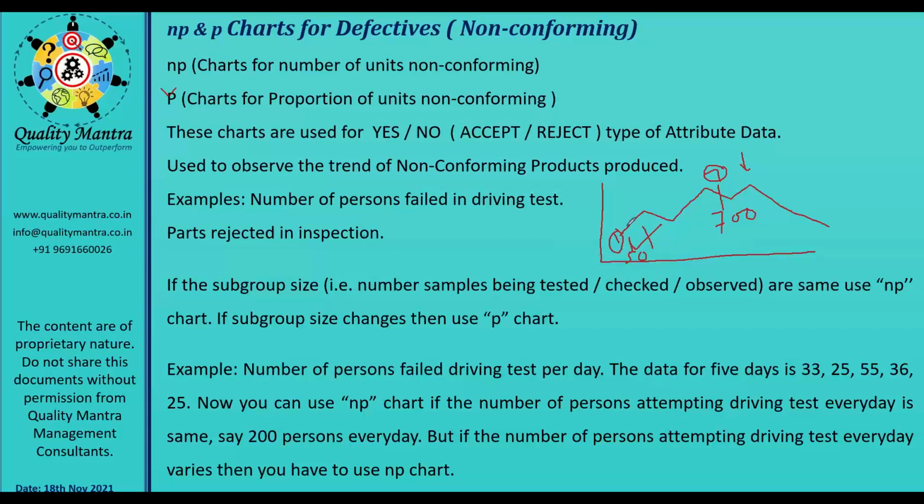But if you just look at the graph, you will see, oh, 1 is very less. That day the rejection level is very less, but actually the level is very less on this day, not on this day. So where your subgroup size keeps on changing, the sampling size keeps on changing, the number of units produced keeps on changing, you are going to use the P chart.